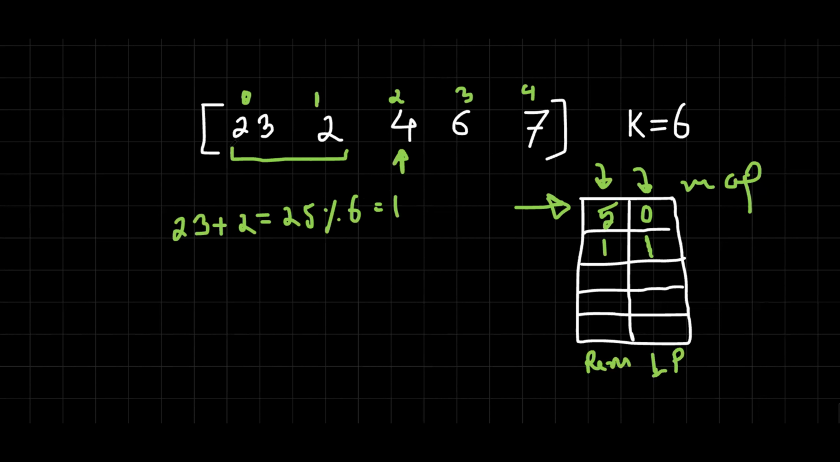So here the summation of all of the elements from 0 to 4 will be 23 plus 2 plus 4, which is 29. Now, if we perform the modulus operation with 29 and 6, it will be 5. But wait, we already have an entry which is exactly equal to 5, which is this.